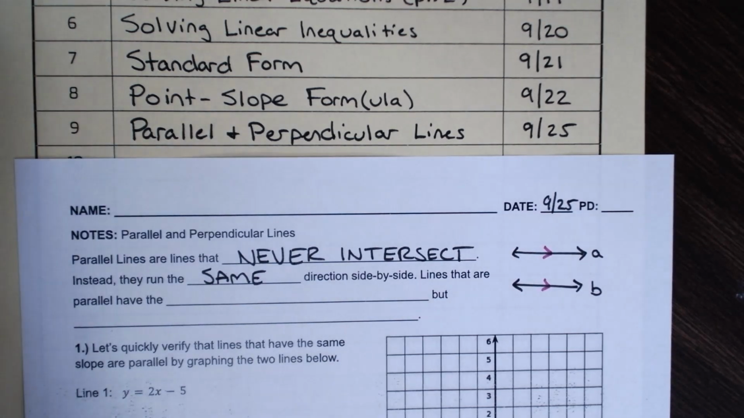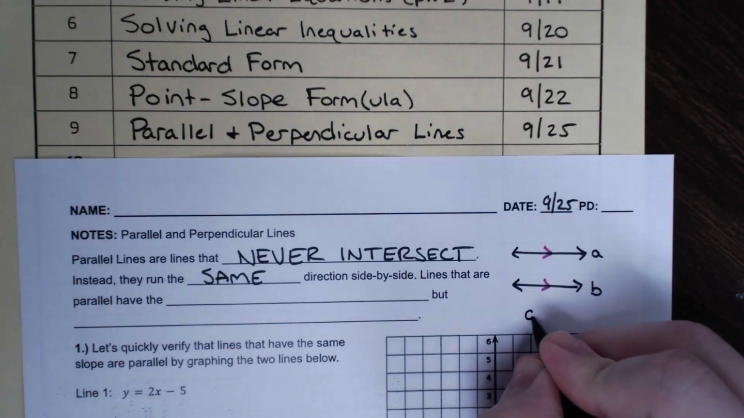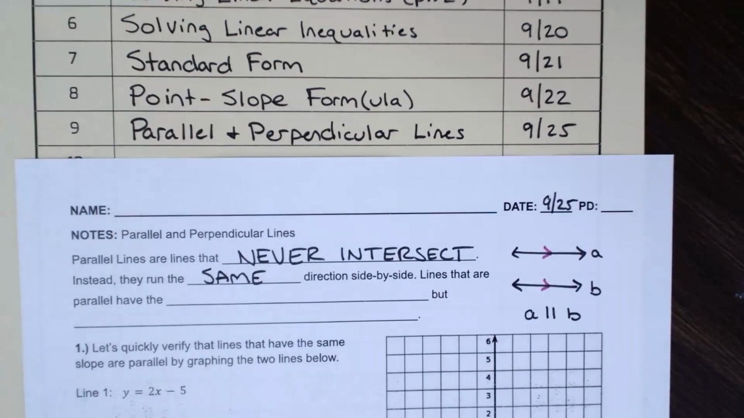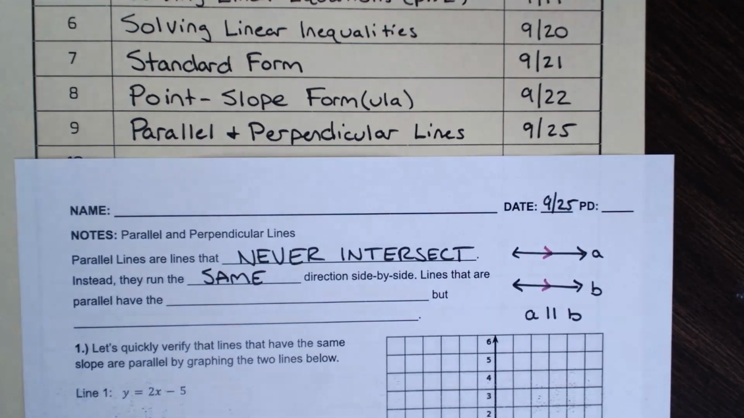The other thing is you could see this. That does not say A 11 B. That says A is parallel to B. That little 11 or pause button looking symbol just means parallel.